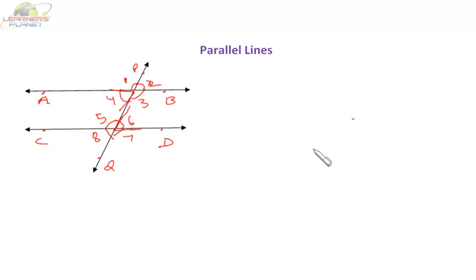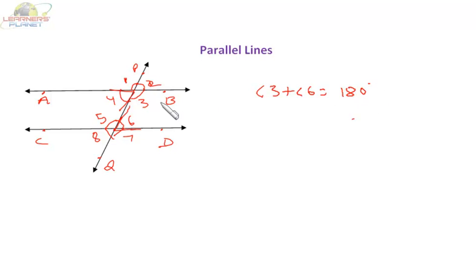Now the third thing is, if two parallel lines are intersected by a transversal like this, then the sum of interior angles on the same side of the transversal is 180 degrees. Here we see angle 3 and angle 6. These are interior angles. They are lying between the lines and they are on the same side of this transversal. That means both of them are on the right side of this transversal, and angle 3 plus angle 6 will be 180 degrees.